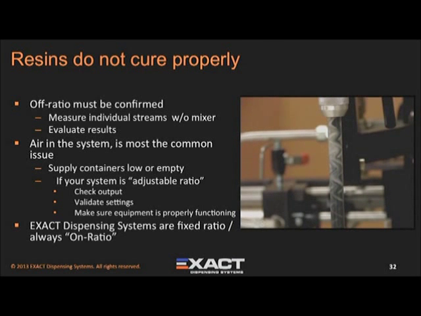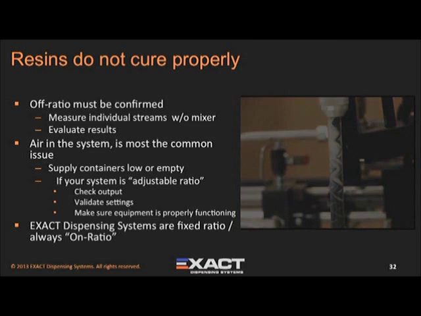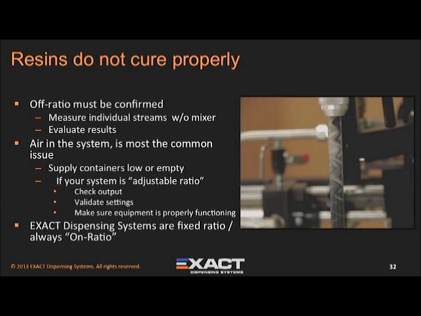If the mix ratio is wrong, such as that shown in the video, the first thing to look at is the presence of air bubbles in the materials. If you have an adjustable ratio machine, make sure no one has adjusted it or that it has come loose and self-adjusted into an off ratio condition. Exact dispensing systems are fixed ratio designs designed for your material and your specific process.